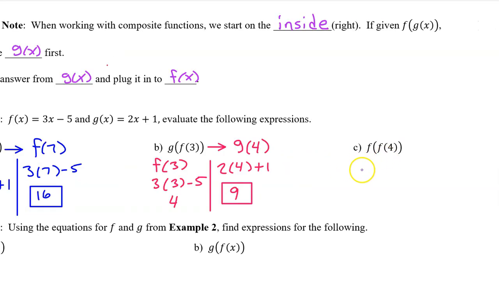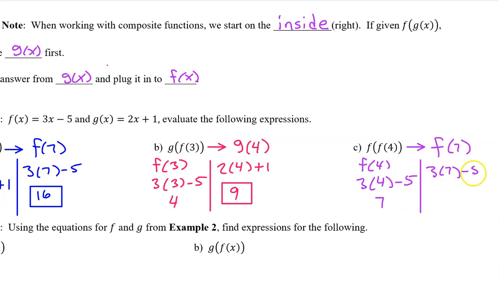Part C, let's start with f at 4. Plugging 4 into function f gives us 3 times 4 minus 5. That's 12 minus 5, which is 7. So f at 4 becomes f at 7. Plugging 7 into function f gives us 3 times 7 minus 5. That's 21 minus 5, which is 16.